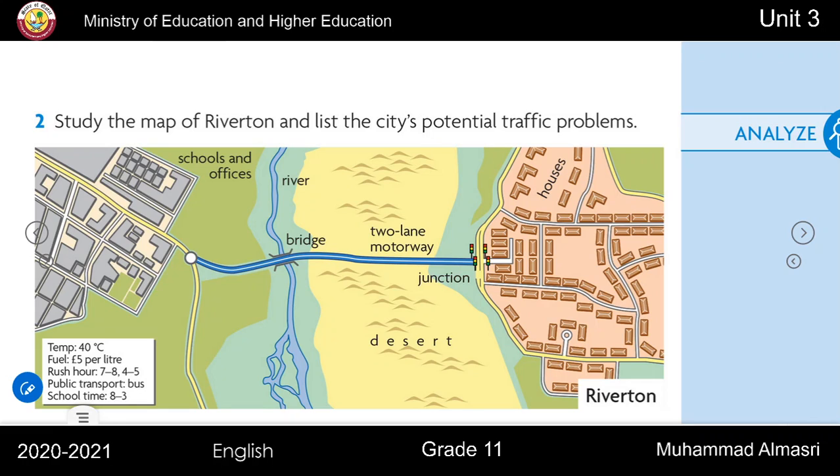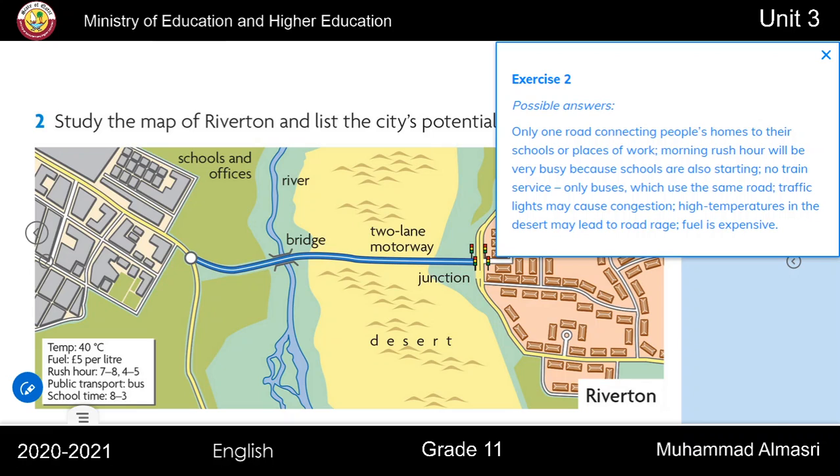Very good. Now study the map of Riverton and list the city's potential traffic problems. Possible answers are: only one road connecting people's homes to their schools or places of work. Also, morning rush hour will be very busy because schools are also starting. Furthermore, no train service, only buses, which use the same road.